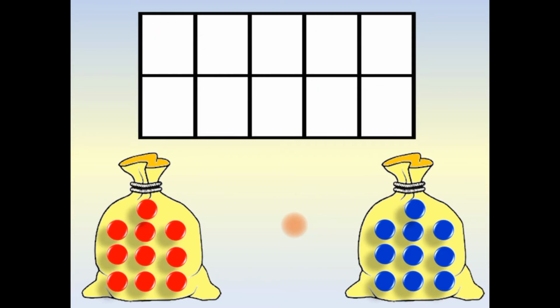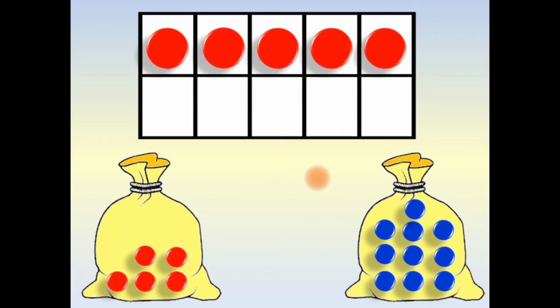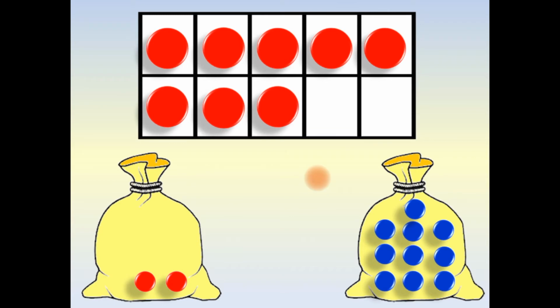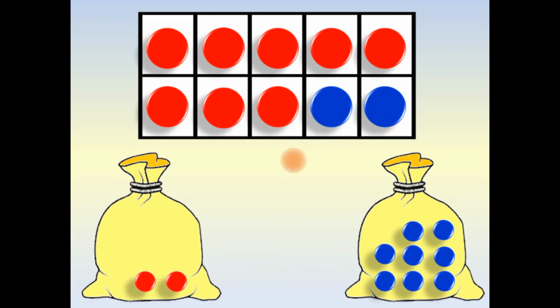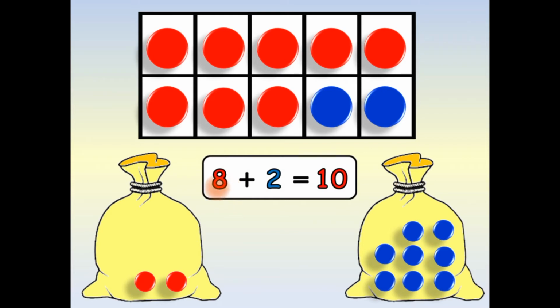Now, we will distribute 8 red phones. We still have 2 empty boxes. We will fill them with 2 blue phones. So, the equation is 8 plus 2 equals 10. 8 red phones plus 2 blue phones equals 10.